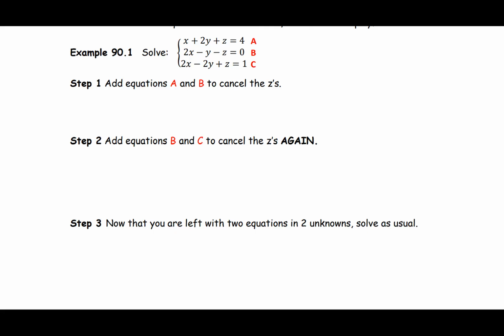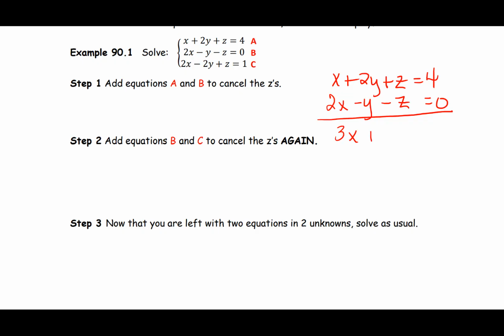So first thing we're going to do to get rid of the z's, we're going to get rid of the z's in equations A and B. So we'll just use elimination. We've got x plus 2y plus z is equal to 4, and 2x minus y minus z is equal to 0. When I add those 2 equations together, the z's cancel out, and I just end up with 3x plus y is equal to 4. Okay, so I'm going to put a circle around that. That's one of my 2 equations that I'm going to solve in the end.